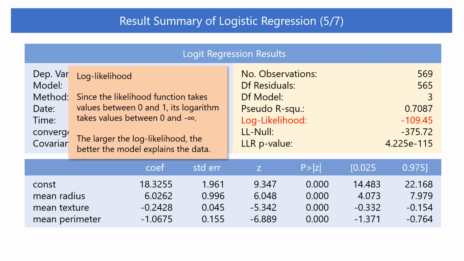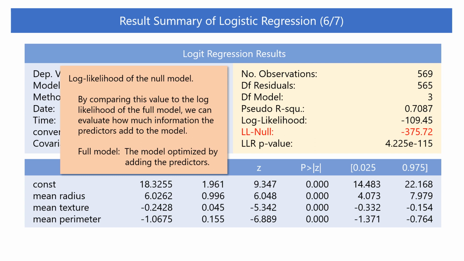Since the likelihood function takes values between 0 and 1, its logarithm takes values between 0 and negative infinity. In other words, the log likelihood function never takes a value greater than 0. Therefore, the larger the value of the log likelihood, that is, the smaller the absolute value of the log likelihood, which is a negative value, the better the model explains the data.